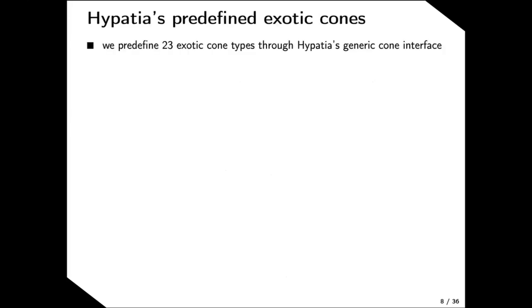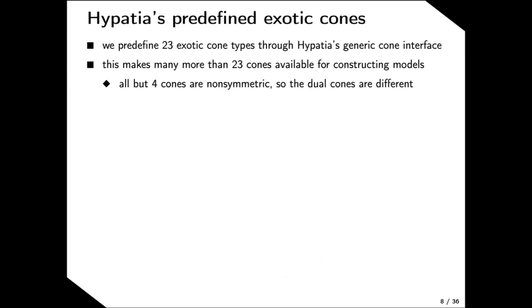Hypatia has 23 exotic cones already predefined through the generic cone interface, but this actually makes many more than 23 cones available to the user. First of all, for example, all but 4 of these cones are non-symmetric. So the dual cones are all different. That nearly doubles the number of cones that the user can use.